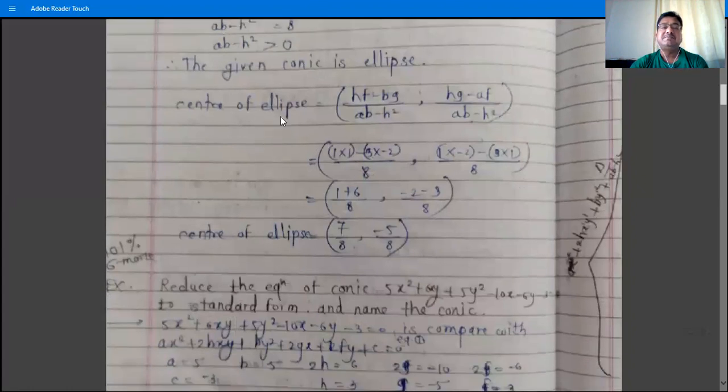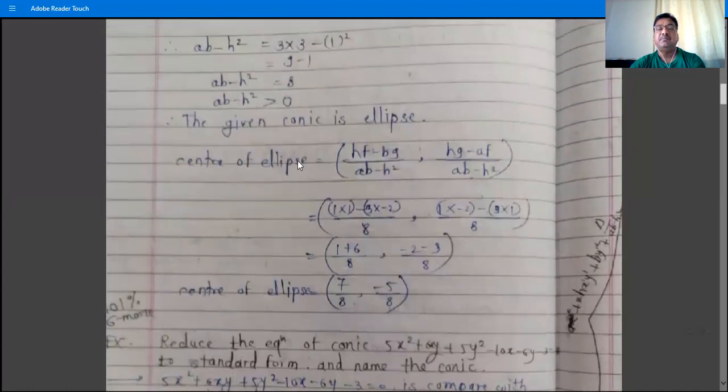And then the center of the ellipse. We have to find the center of the conic, meaning the center of the ellipse. What is it?